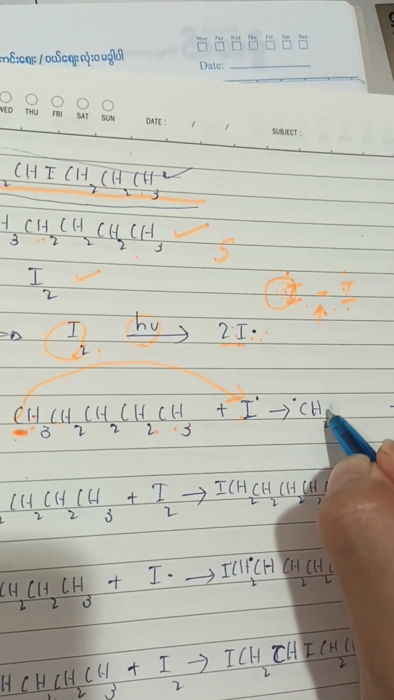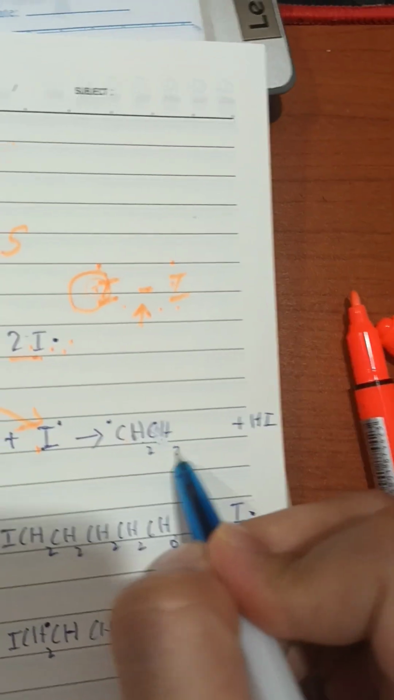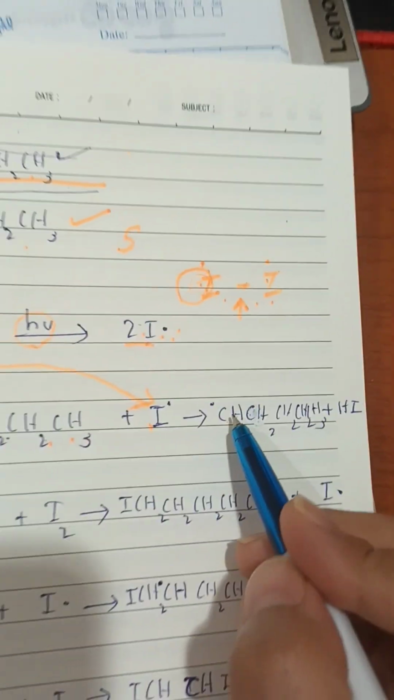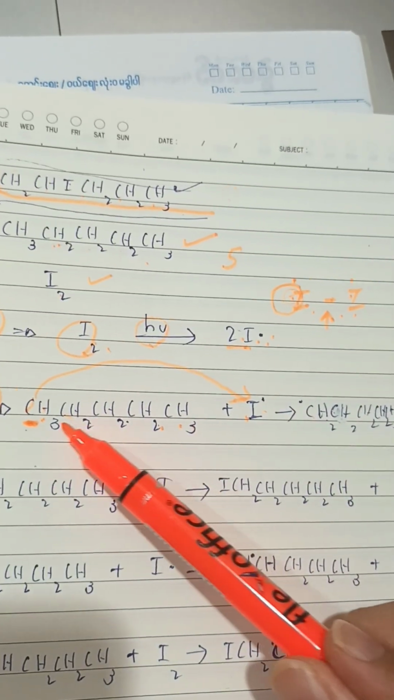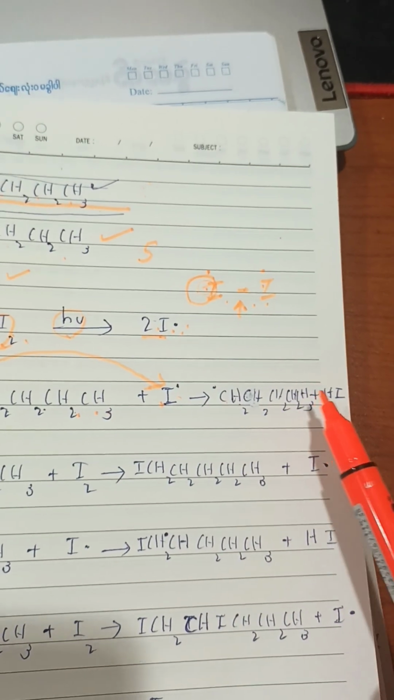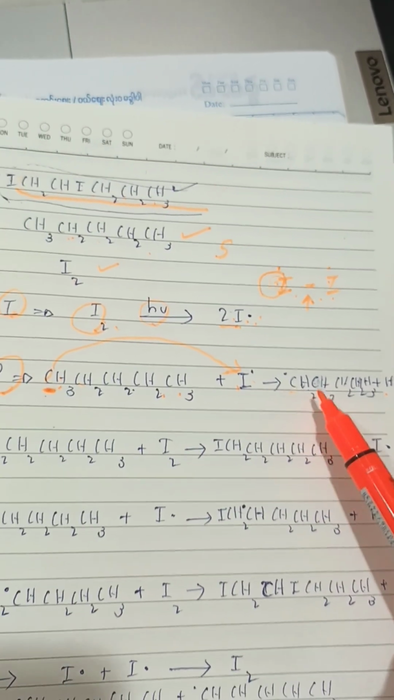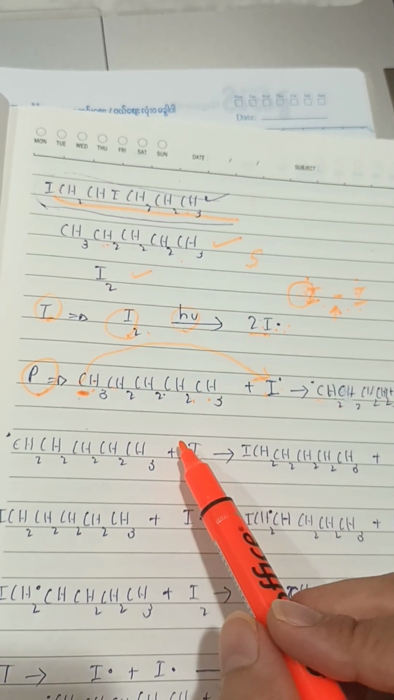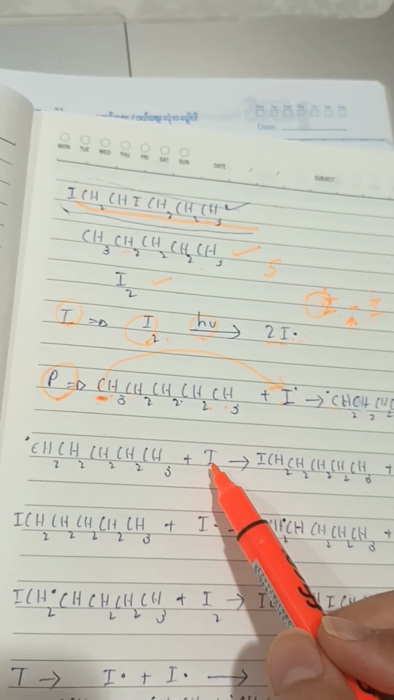Oh my god, I didn't write this down. CH2, and then the rest stay the same: CH2, CH2, CH2, CH3. Only the first carbon becomes the free radical, and because this I radical gets hydrogen from the first carbon, it becomes HI. So now you've got the radical, and you don't want the radical, so you will have to react it with iodine again. You can use as much iodine as you like, as long as you get the final result.